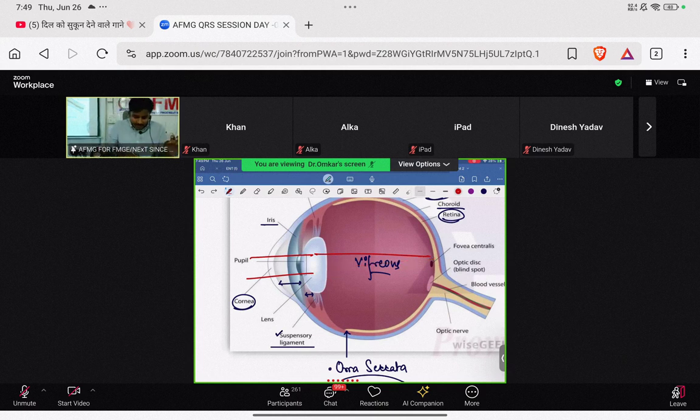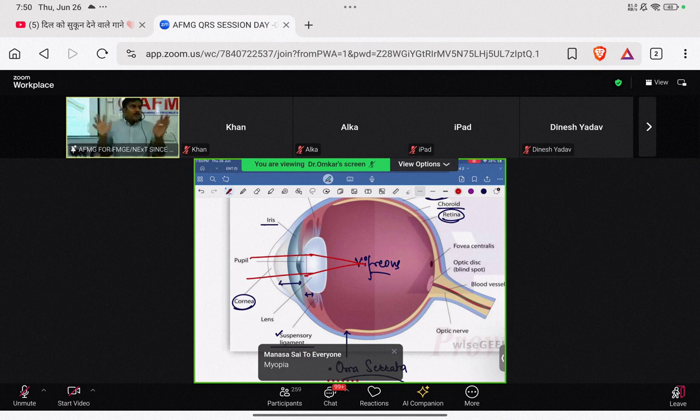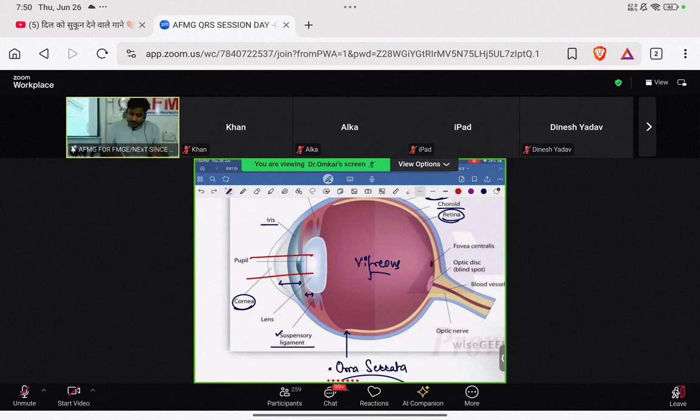क्लियर है बात? अब मुझे बताओ, in case of the rays of light, for example I say that the eyeball is very very big beta. अगर आईबॉल बहुत बड़ा होगा, will the rays of light exactly fall on the retina? No. So the rays of light will fall in front of the retina. जब भी eyeball बड़ा होता है, rays of light fall in front of retina, that is known as myopia.